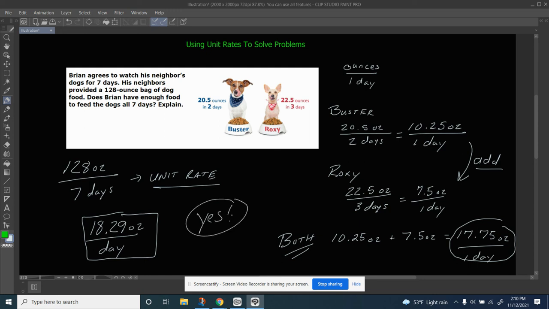Why? Because the unit rate of the bag of dog food per day, 18.29, is greater than the two unit rates for the dogs added together. I hope that helps you understand how to use a unit rate to solve a problem.